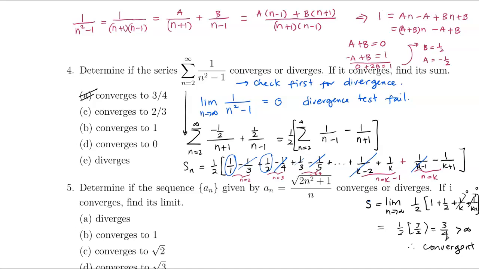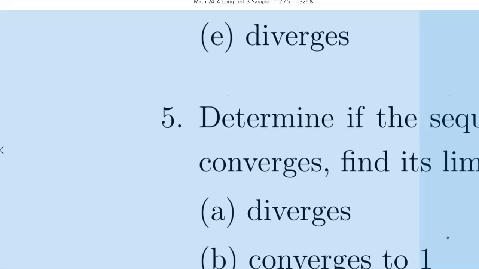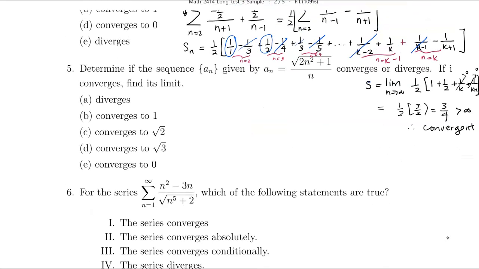That's for number 4. Okay, now for number 5, let's look at number 5. Determine if the sequence a sub n given by this is convergent or divergent. If it is convergent, find its limit. Okay, so here we're just looking at a sequence.